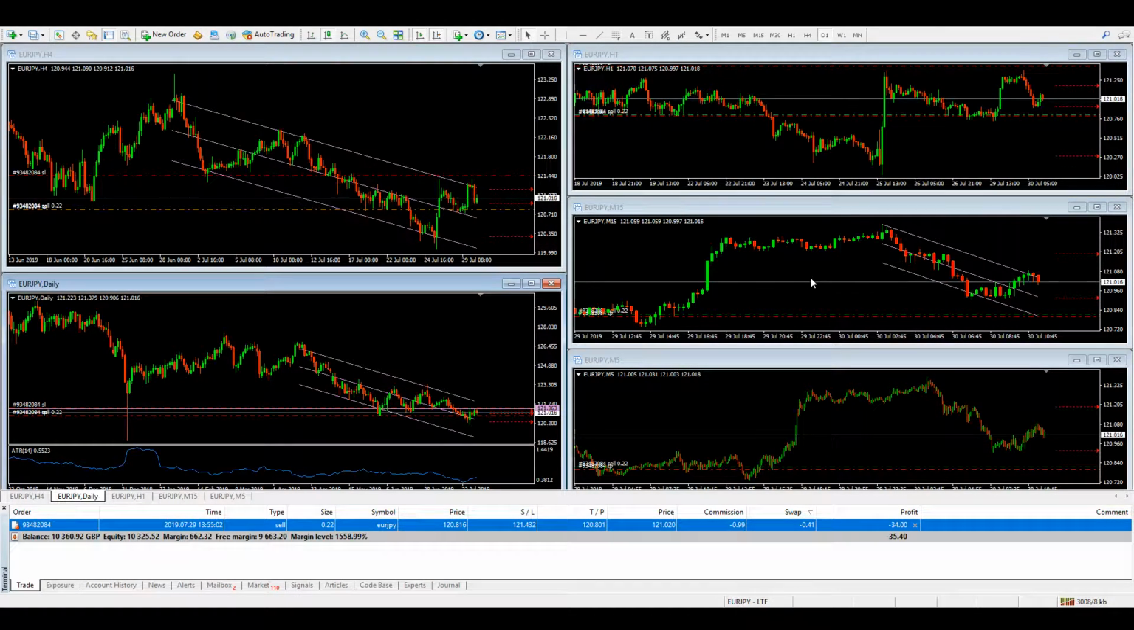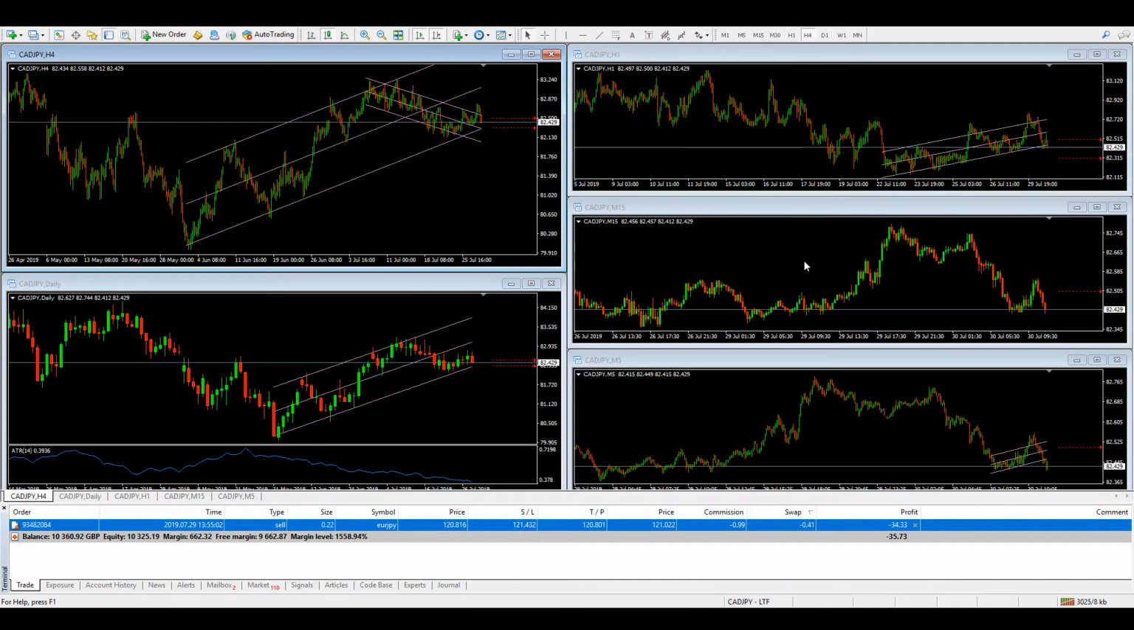So just trying to find a CAD JPY again. If opening positions, I just need to be aware of that, so that I'm not increasing my risk or negating my effort, so that I've basically got a flat position overall.